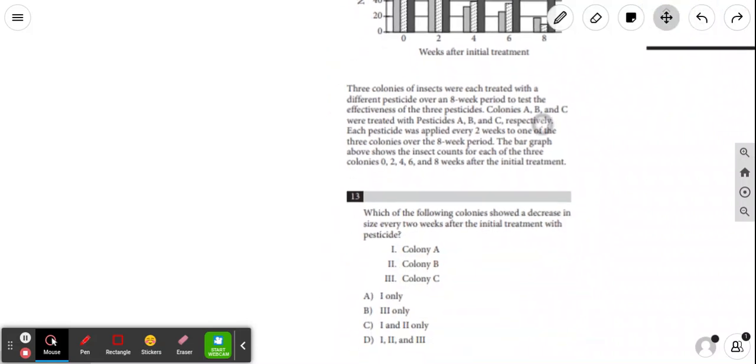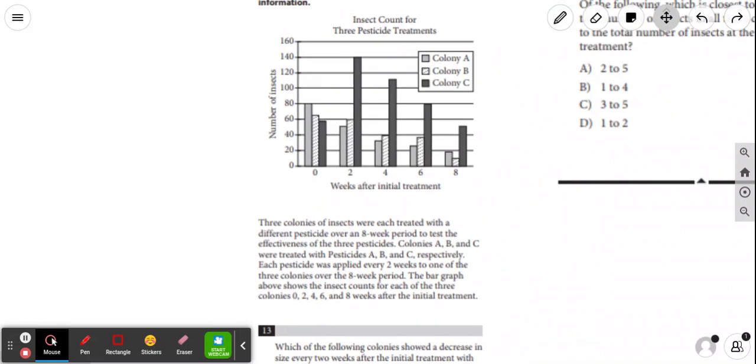Okay. First, always read the problem. 3 colonies of insects were each treated with a different pesticide over an 8-week period. So colony A gets pesticide A, colony B gets pesticide B, and colony C gets pesticide C. Each pesticide was applied every 2 weeks to one of the 3 colonies over the 8-week period. The bar graph above shows the insect counts for each of the 3 colonies at 0, 2, 4, 6, and 8 weeks after the initial treatment.